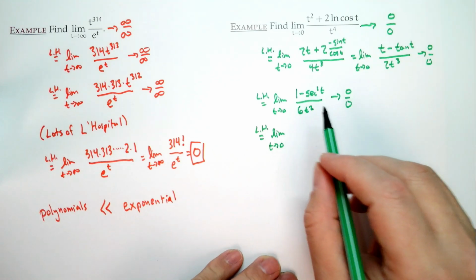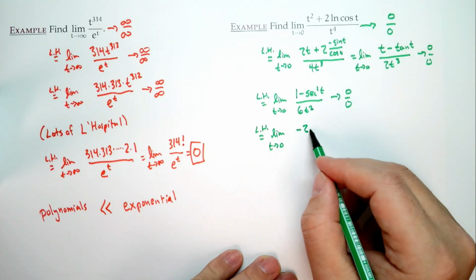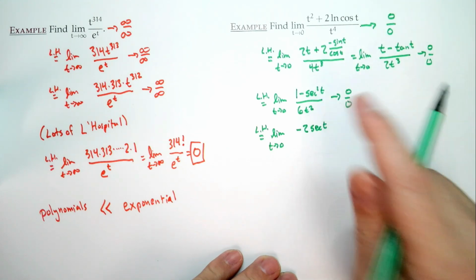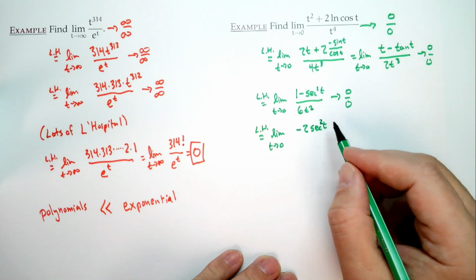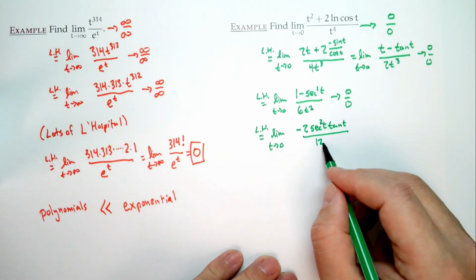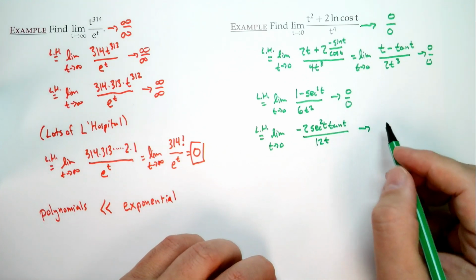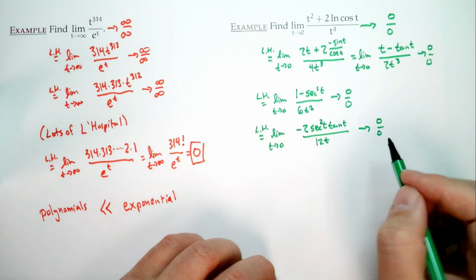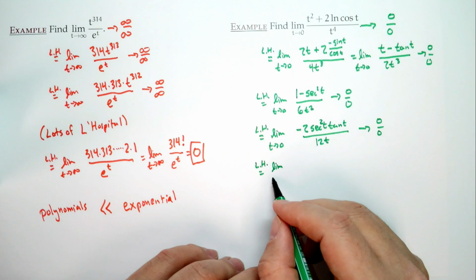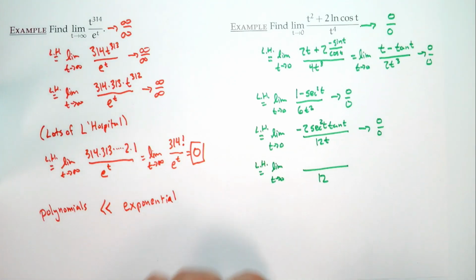All right, upstairs, what do we have? Well, the derivative of 1 minus secant squared will be minus 2 times secant, and the derivative of secant is secant tangent. Now, I already have one secant, so it'll become a second secant tangent. Downstairs, 12t. All right, what does this go to? Well, it goes to 0 over 0. So what do we do now? One more L'Hopital. Once more. Downstairs, 12. Game over.